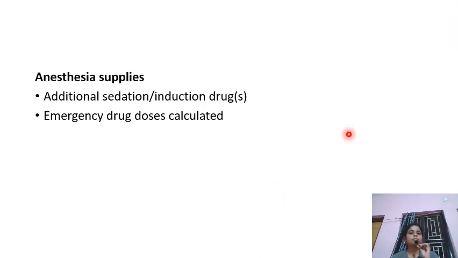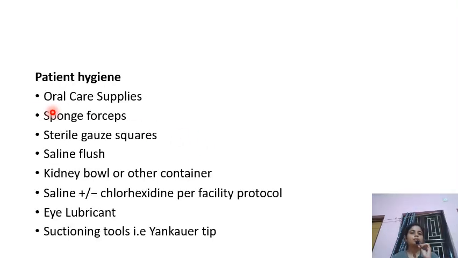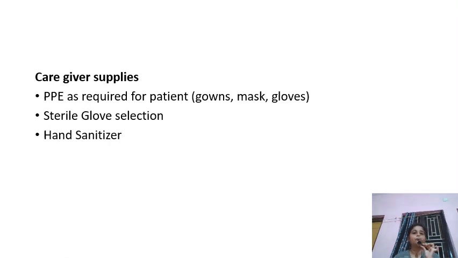Next, anesthetic supplies: all the sedation and induction drugs, and emergency drug doses should be calculated and kept. Patient hygiene supplies like oral care supplies, sponge, forceps, sterile gauze, saline flush, kidney tray, chlorhexidine mouthwash, eye lubricant. All these are for patient hygiene. After intubation, suctioning items are also required, so that should also be kept there.